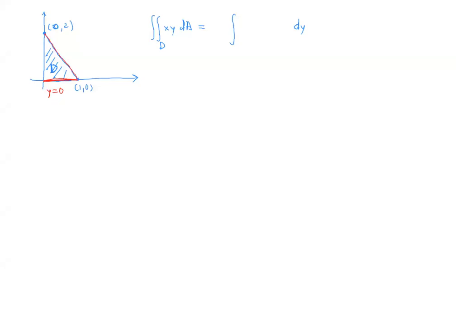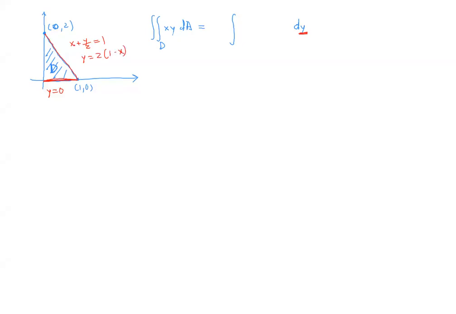So what is this line? This line is actually x plus y over 2 is equal to 1. And here you want to solve for y, because you're integrating vertically first. Whatever variable you have here, that's the one you want to solve with respect to, which will give you y is equal to 2 times 1 minus x.